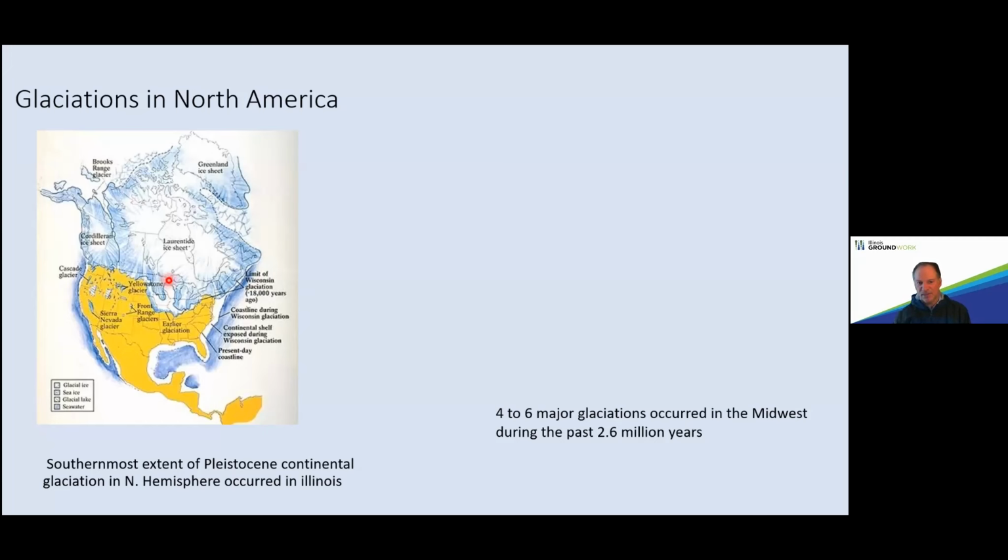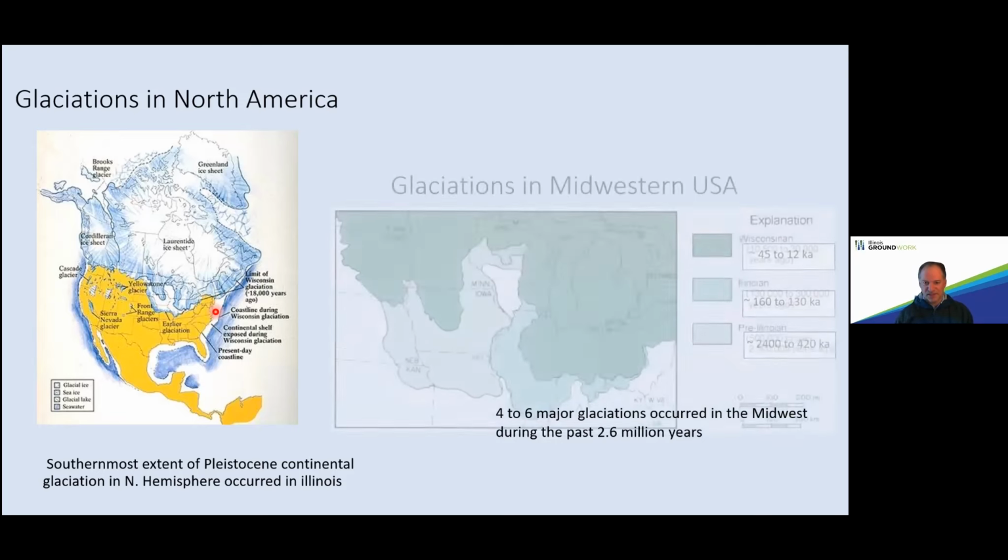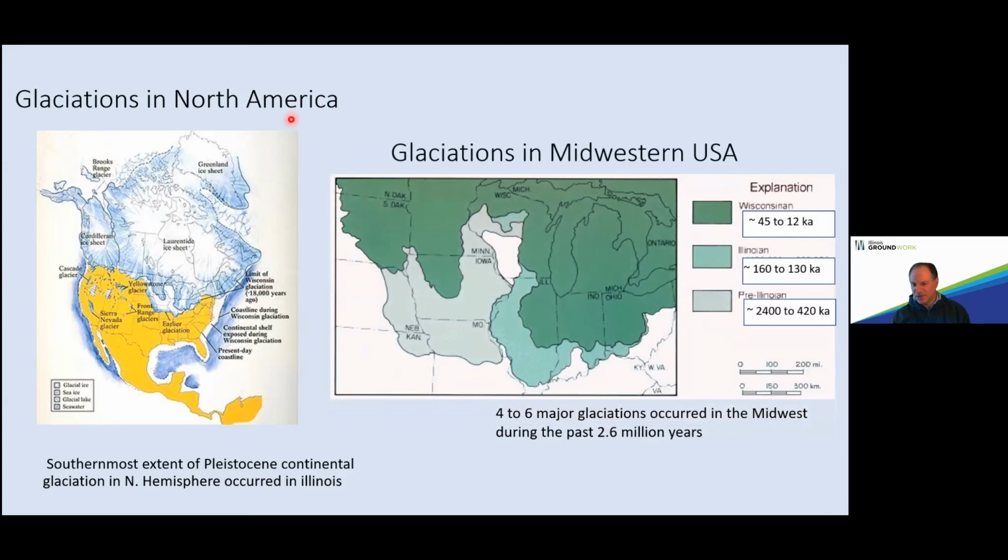And this map shows the Laurentide ice sheet and how it grew to its maximum extent over that time. And it happens that the southernmost extent of continental glaciers in the northern hemisphere, the limit is in Illinois, south of Carbondale, probably due to topographic reasons. And if you zoom into the Midwest a little bit further, you can see that here.